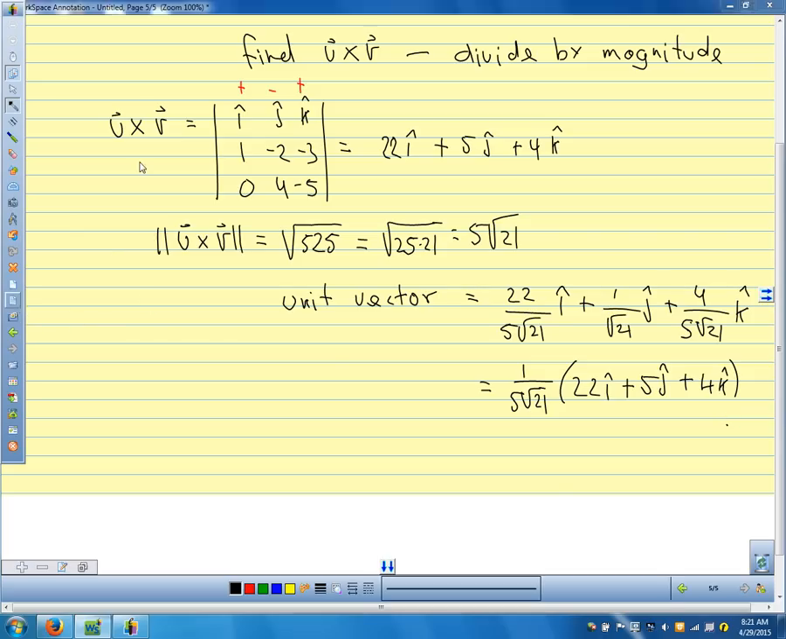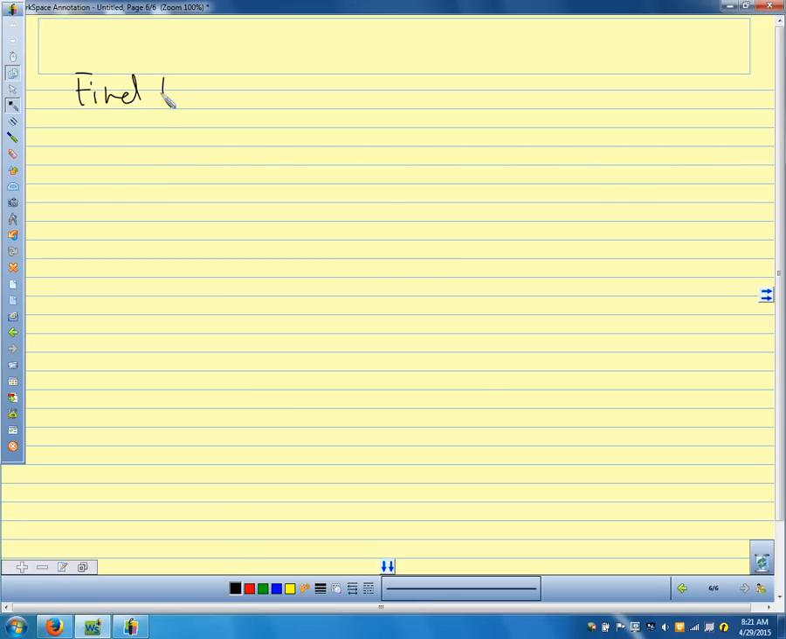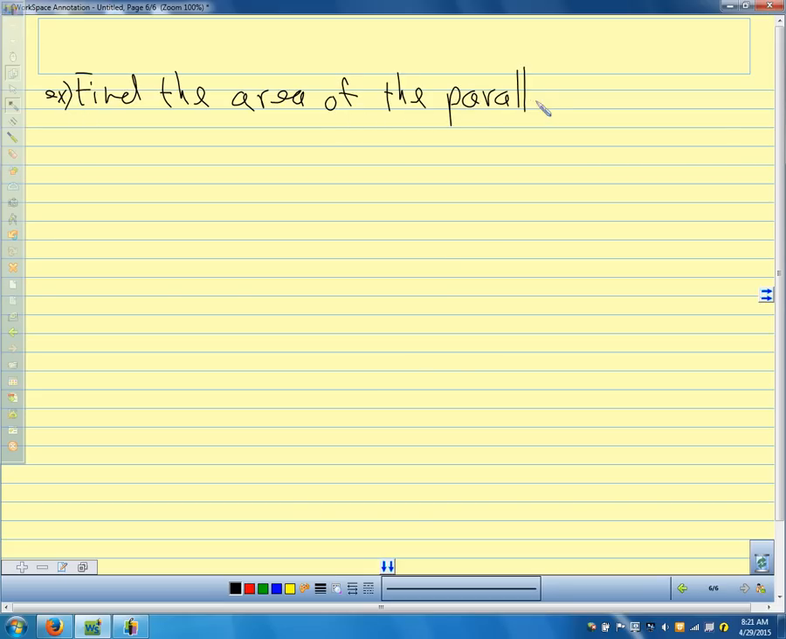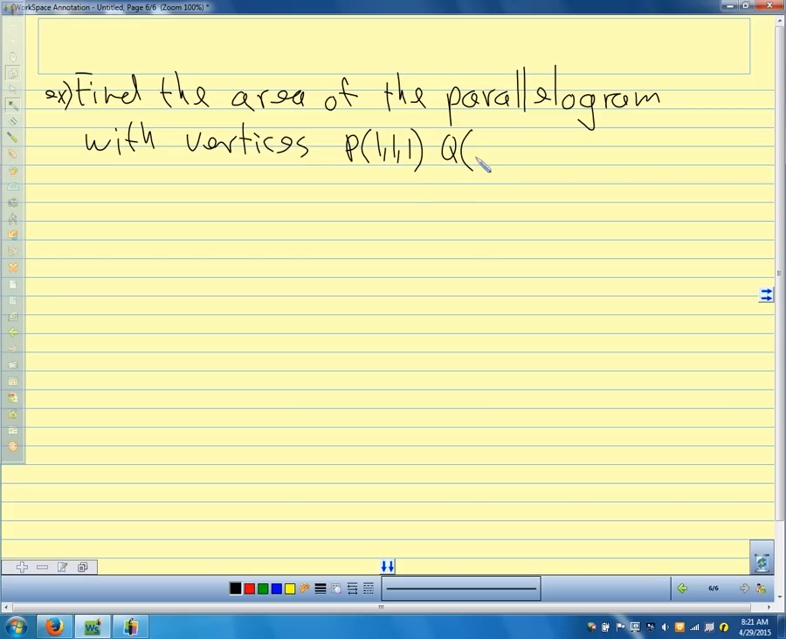All right, last example. Find the area. We want to find the area of the parallelogram with vertices at point P, which is 1, 1, 1, Q, which is 2, 3, negative 1, R, which is negative 1, negative 2, 2, and S, which is at point 0, 0, 0.